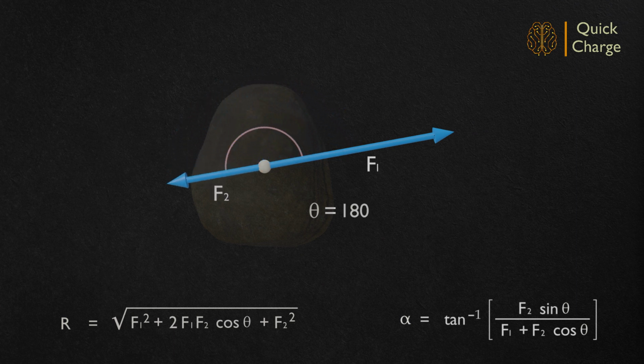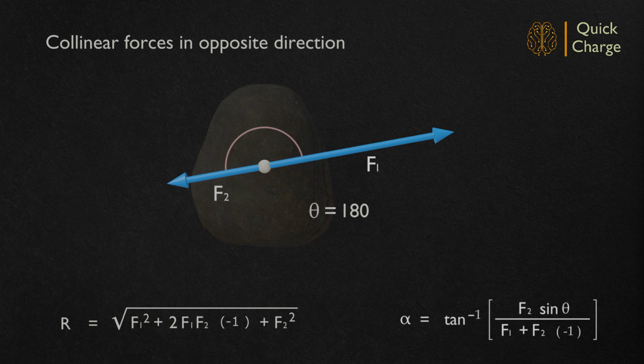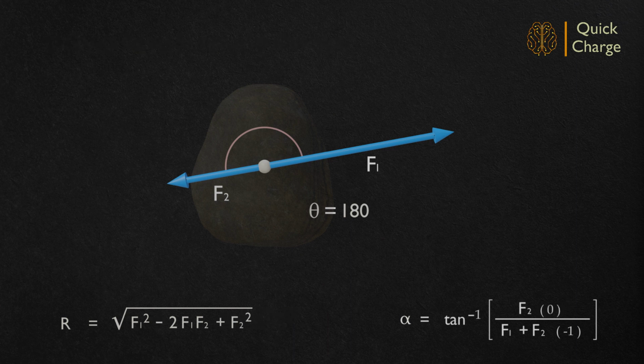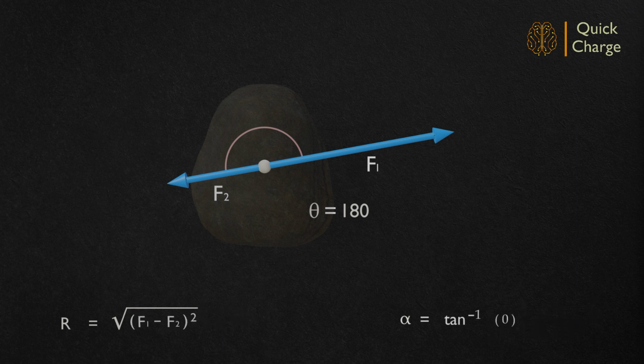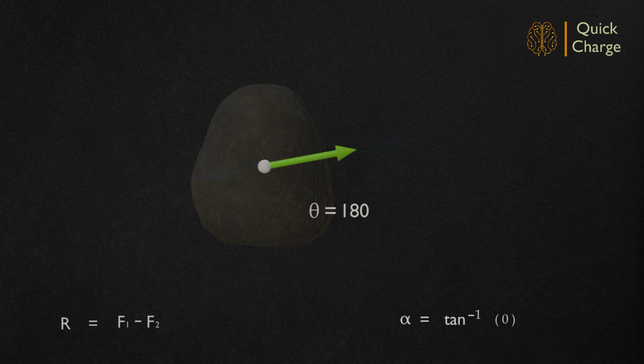Now, consider the scenario when theta is 180 degrees. At 180 degrees, forces become collinear forces in opposite directions. Cos 180 will be minus 1 and sin 180 will be 0. The magnitude of the resultant R will be the square root of (F1 minus F2) whole square, and this will be the same as F1 minus F2. So, for collinear forces, the magnitude of the resultant force will be the algebraic sum of component forces and the direction will be the same as the larger component.